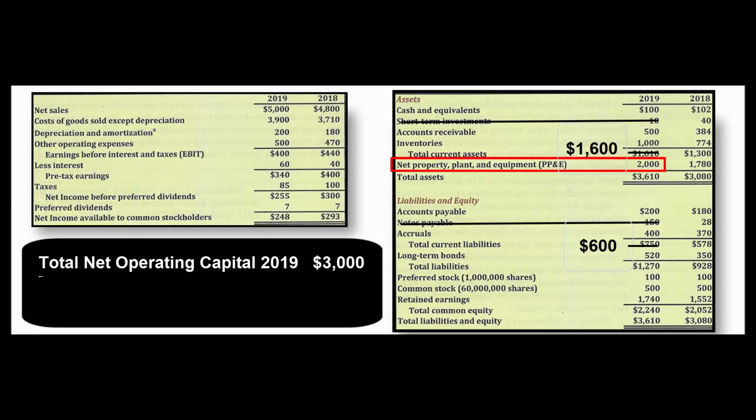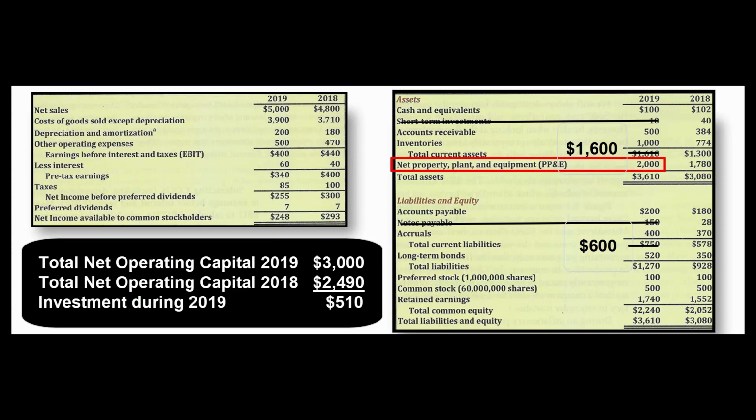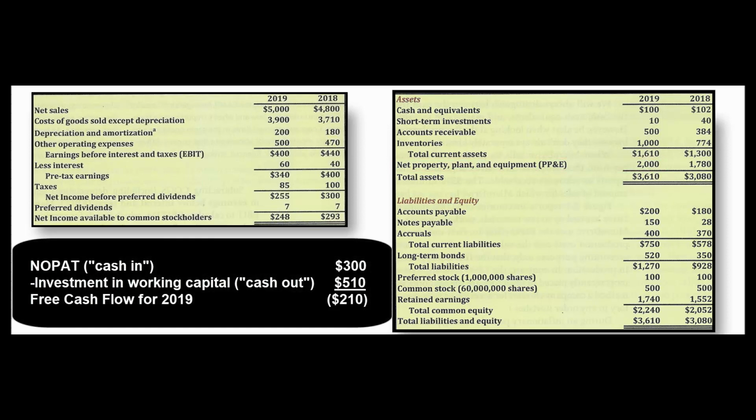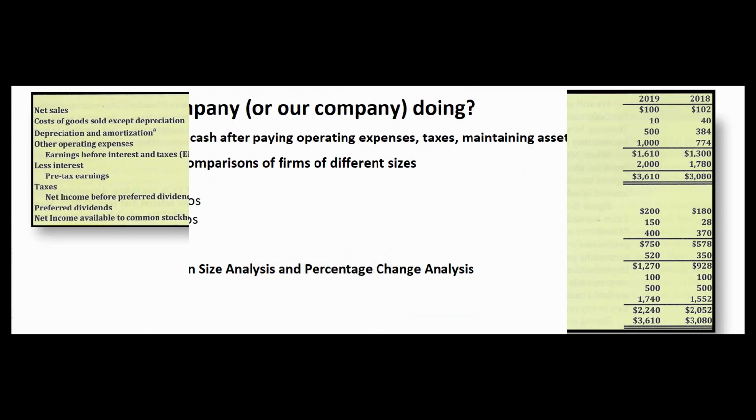We run those same numbers for 2018, and we discover that at the end of 2018, we had $2,490 invested in total net operating capital. So that means our money out to maintain our operating assets was $510 during 2019. Take our cash in of $300 minus our $510 out to maintain our assets, and this company has a negative $210 in free cash flow during 2019. Probably not a good thing. Negative cash flow is fine for a growing company in its early stages, but generally you'd like to see some positive free cash flow from a mature company.